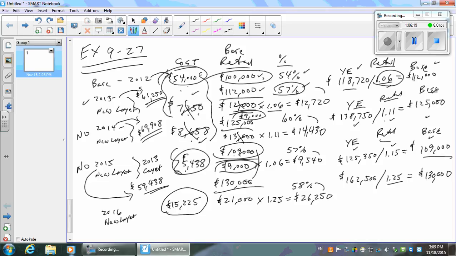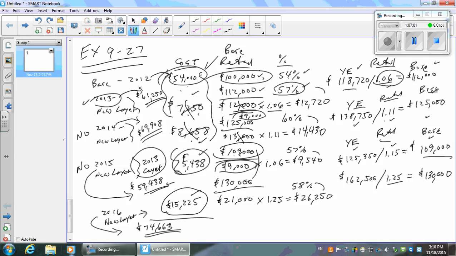So now what do I have? I have 54 from the base year. I have part of my 2013 layer left, 5438, which is why I had 59,438 last year. And I add my new layer for this time, the 2016 layer, 15,225. What's my total ending inventory at the end of 2016? 59,438 plus 15,225, right? 74,663. Are we still in agreement? Yes. Got it on a roll there, didn't we?